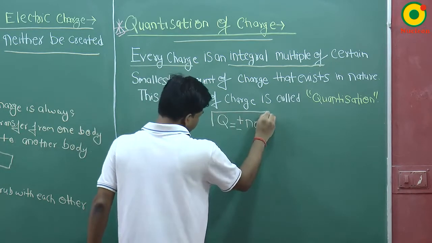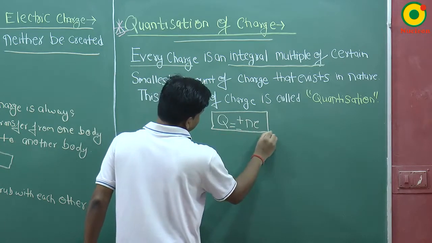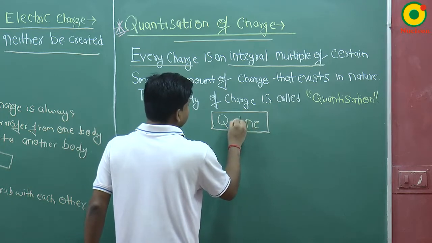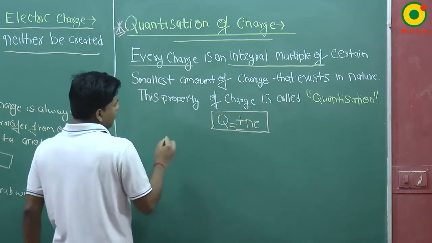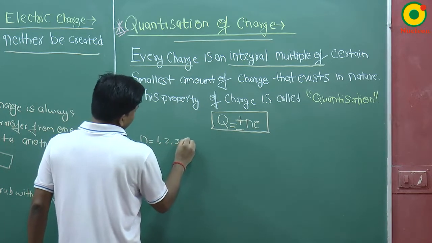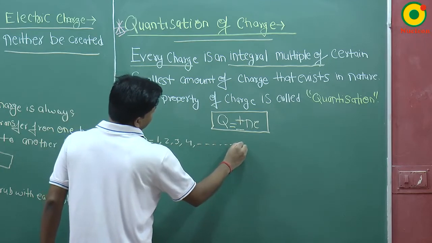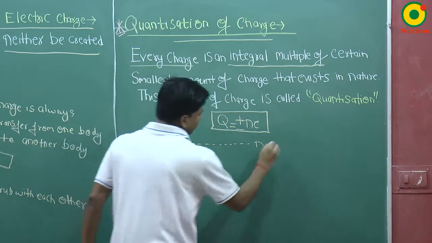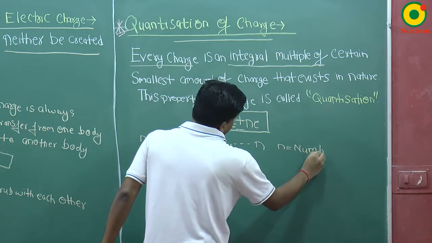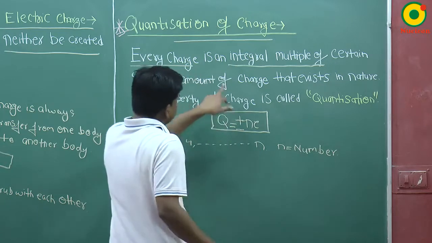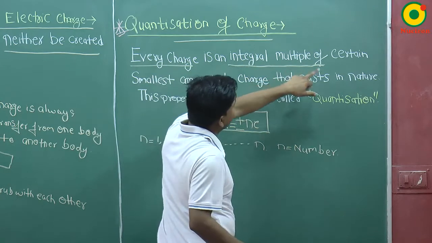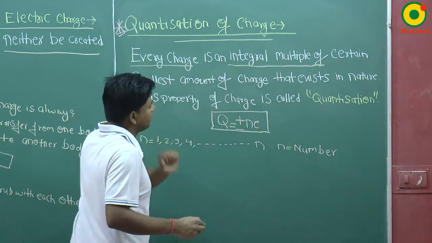You can represent this property like this, plus minus NE, where here N could be anything. It could be 1, 2, 3, 4 up till N. It could be any number. So this property says that electric charge is an integral multiple of a certain smallest amount of charge.